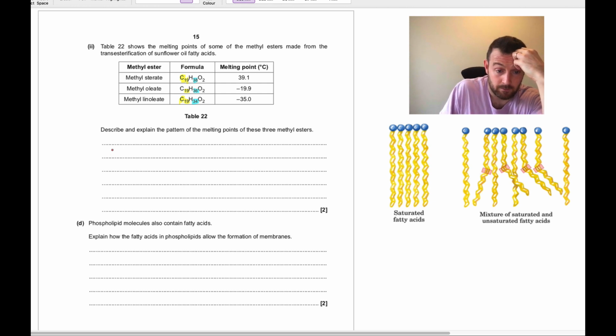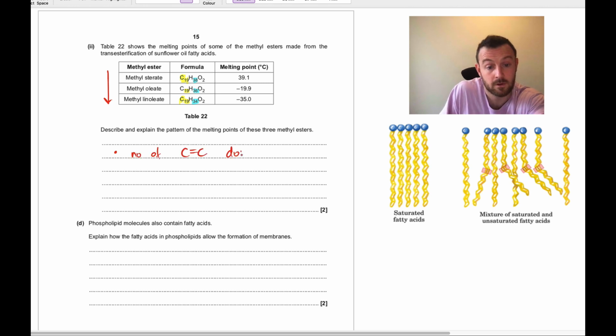So as we go down this way, I'll just bullet point them, we'll look at the mark scheme. The number of C double bonds increases. So therefore, they are becoming more unsaturated.